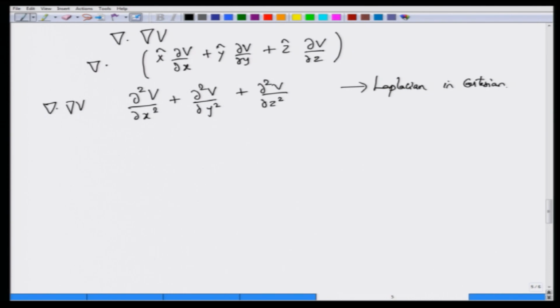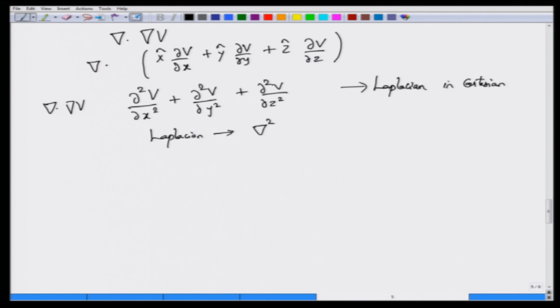In other coordinate systems, you cannot write it down like this. You have to go back to the gradient of V expression, write down the appropriate form of divergence and then derive it. You can refer to the textbook for the expressions of the Laplacian in cylindrical and spherical coordinate systems. This Laplacian is denoted by a special operator symbol called del square.